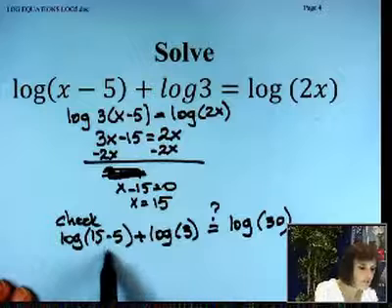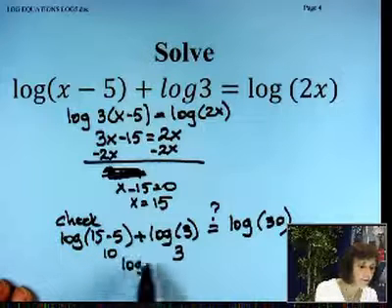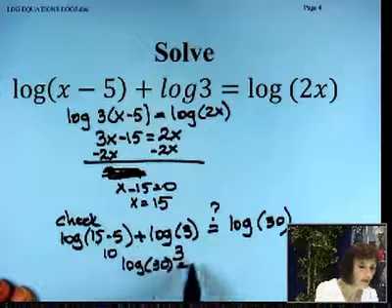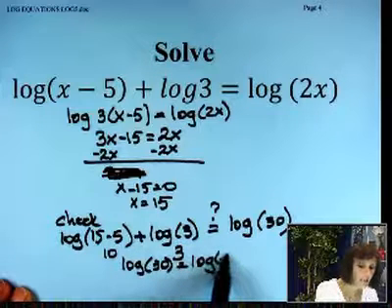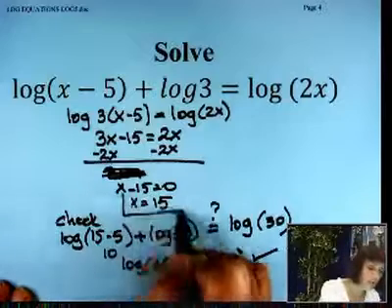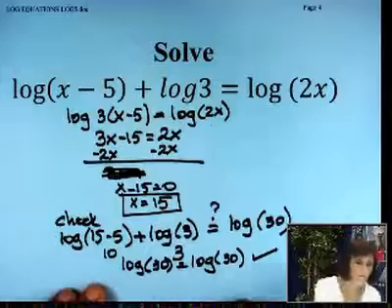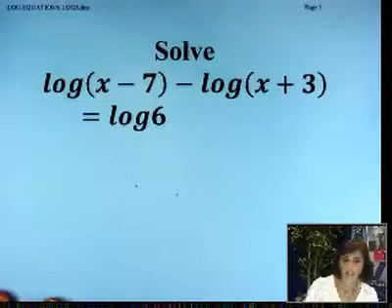15 minus 5, that's 10. This is 3. And plus, that means log of 30. Is that log of 30? Yes. When you check, you actually got x equals 15. It worked in here. Let's look at this one.